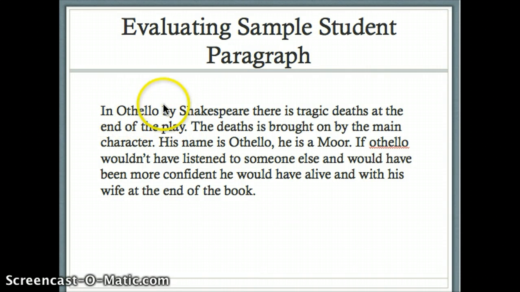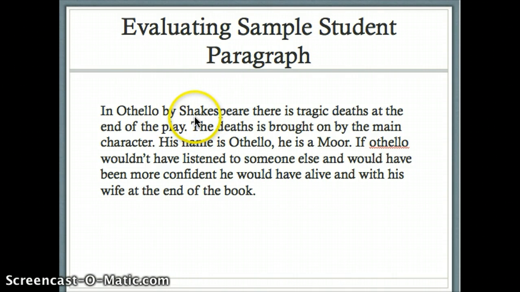italicize the title of a longer work. So if it's a novel, if it's a play, if it's a novella, then you italicize or underline the text. If it's a shorter work, like a poem or short story, you would put the title in quotation marks.